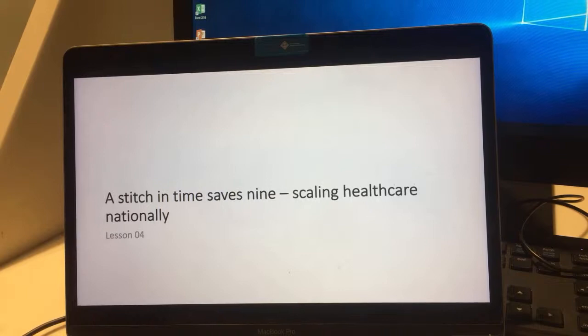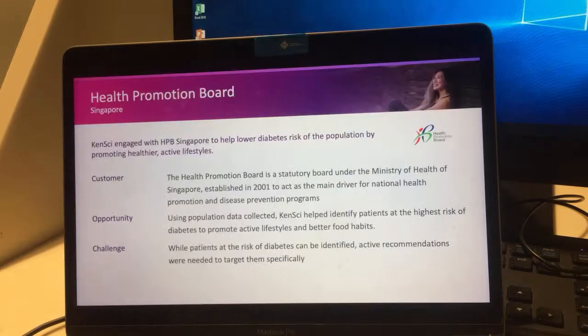Basically, scaling healthcare nationally. I've talked about it multiple times, which is that the best type of healthcare is preventive healthcare. So, focusing on use cases, focusing on things which can lead to better outcomes, or averting a crisis before it happens.